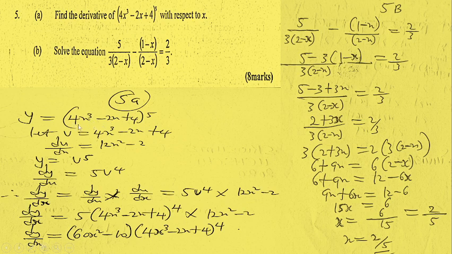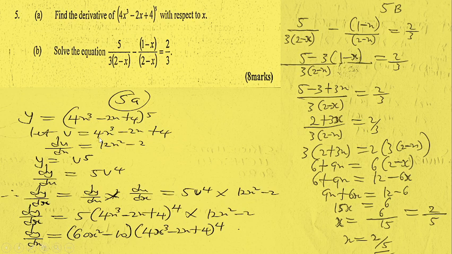What do we do? We give the function inside the bracket another name, equating it to another variable, which is u. We say let u be this. Then we differentiate u with respect to x. That will give us du/dx. How do we differentiate that?